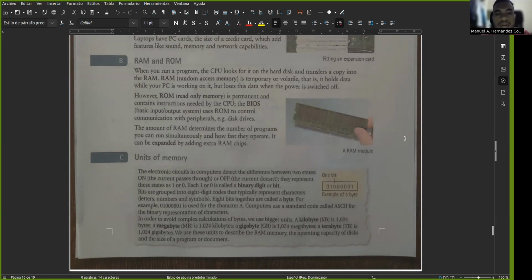La BIOS, que es el sistema básico de entrada y salida, utiliza la ROM para controlar la comunicación con periféricos. Por ejemplo, dispositivos o discos duros. La cantidad de RAM determina el número de programas que se pueden correr simultáneamente y qué tan rápido ellos pueden operar. Puede ser expandida si se añaden chips extra de RAM.